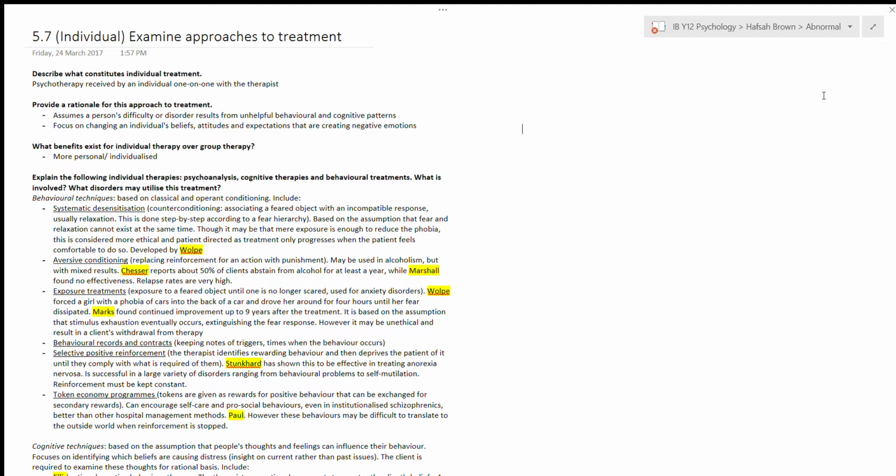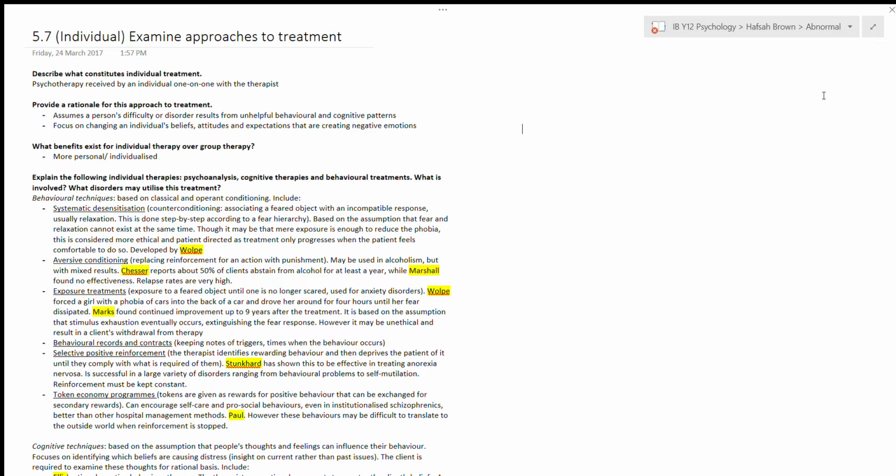So let's get started. What is individual treatment? Firstly, it is psychotherapy or psychological therapy received by an individual one-on-one with a therapist, as opposed to with someone else like a family member, a partner, or a group.